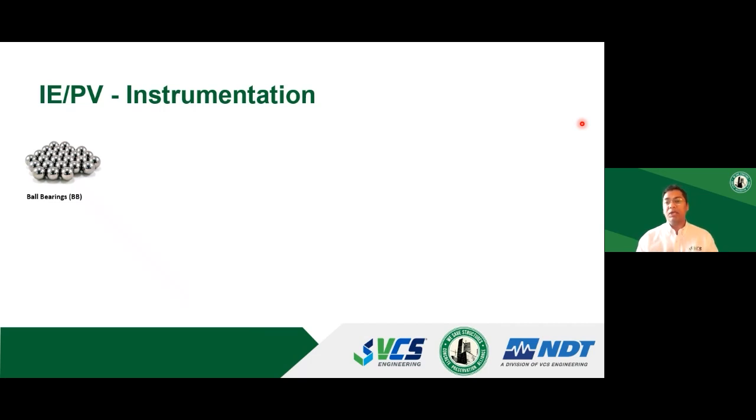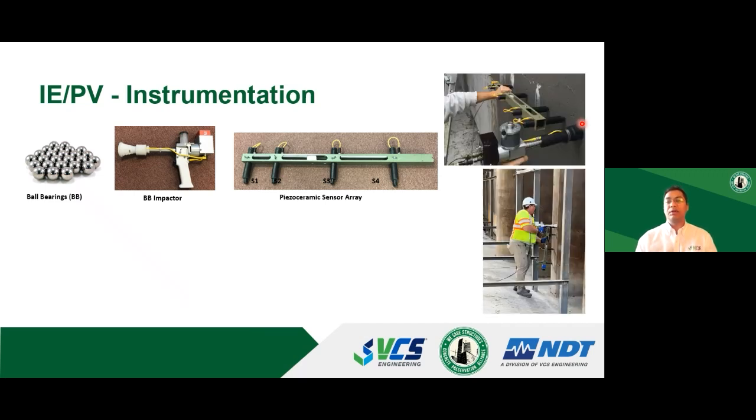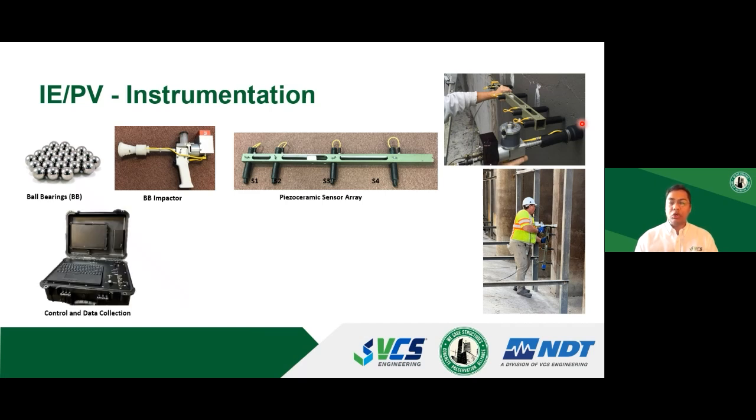In terms of the instrumentation, both the techniques, that is impact echo and pulse velocity, have the same setup where we use steel ball bearings or BBs and a pneumatic BB impactor as an energy source, where we put the stress wave into the concrete using an impactor. And then we have a piezoelectric ceramic sensor array that is placed right next to the impactor. So you make an impact and you measure the signal using those sensor arrays placed right next to the impactor. So in terms of analysis, when you take the shot, you just analyze the data.